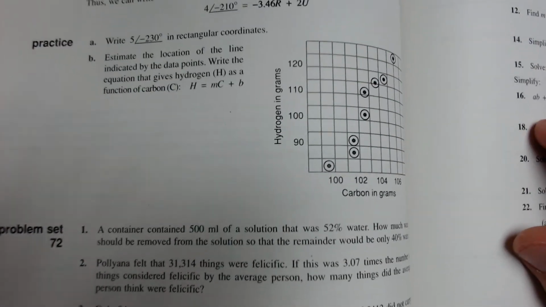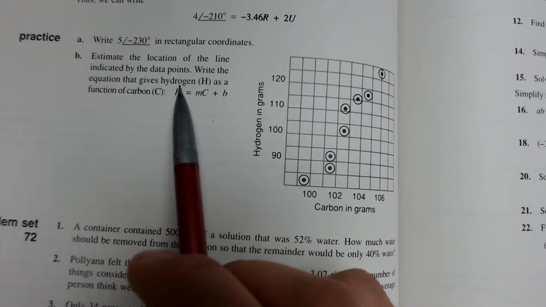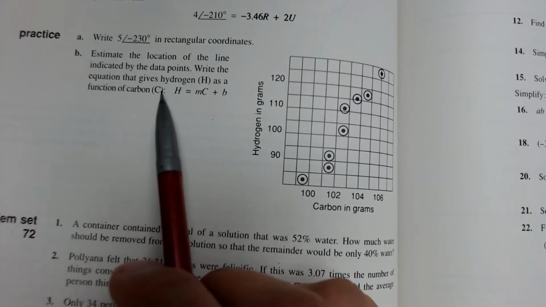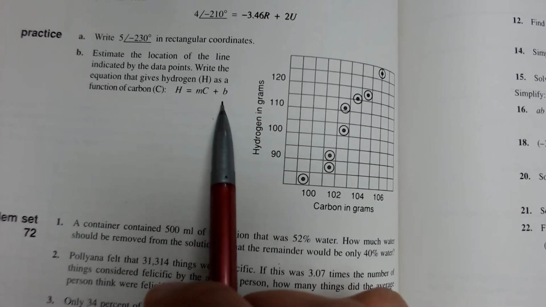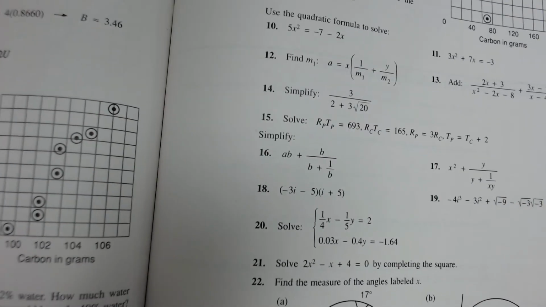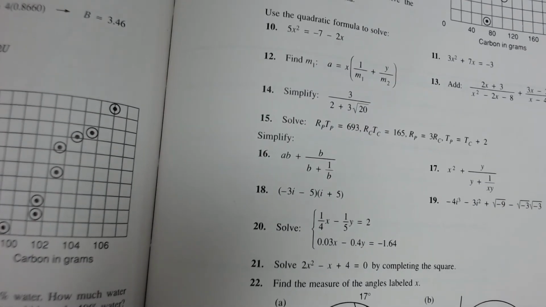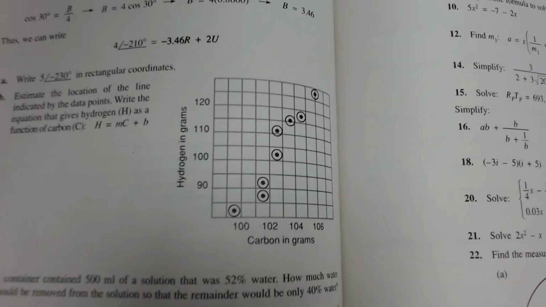On B, it tells us to estimate the location of the line indicated by the data points. Write the equation that gives hydrogen as a function of carbon. So they already give you the y equals mx plus b format in H equals mC plus b. So I'm going to go over to my work paper, and I'm going to write my equation as H equals slope times carbon plus b. And then I just have to find the equation of the line.